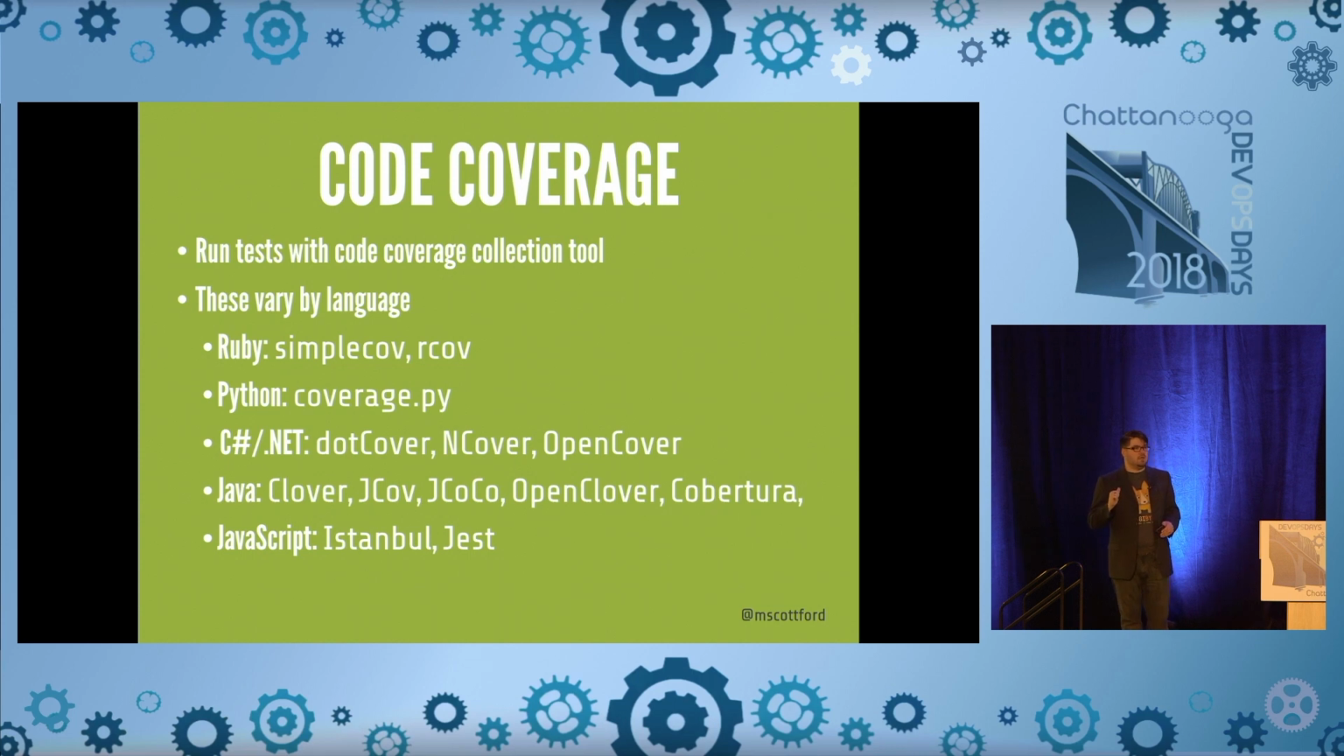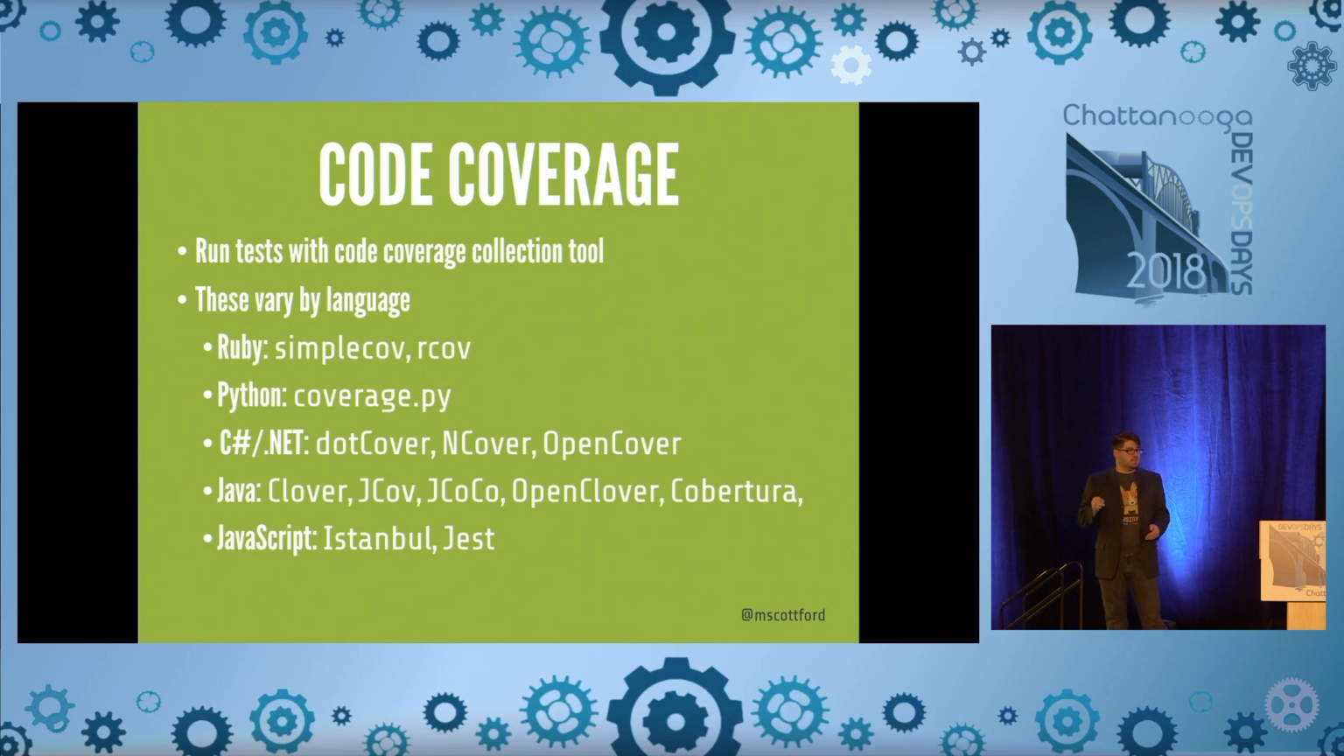Code coverage. To collect this, you need to use a code coverage collection tool. These are going to vary by language. At Query Bytes, we take a very language-neutral approach to the systems we work on. So if you're working with Ruby, simplecov or rcov are going to be your friends, depending on which version of Ruby you're using. For Python, coverage.py is one of the best ways to get that collection.